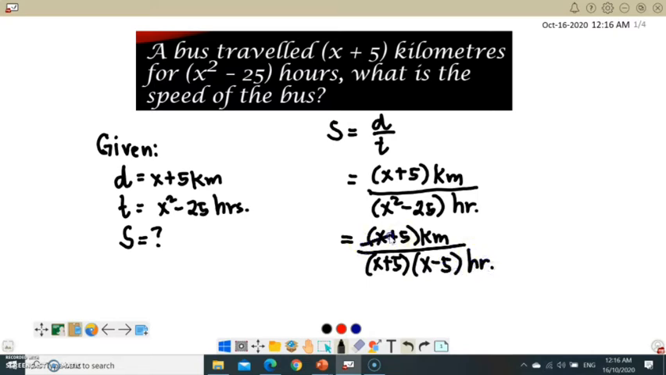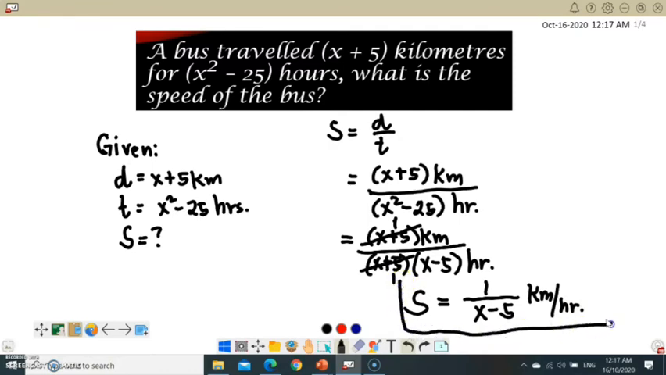hours. So we cancel x plus 5 and x plus 5. What is left here is 1. What is left here is 1. Therefore, the speed of the bus is equal to 1 times kilometer, that is 1 over 1 multiplied by x minus 5. Our unit is kilometer per hour. So as simple as that. We now have our speed of the bus, which is equal to 1 over x minus 5 kilometers per hour.